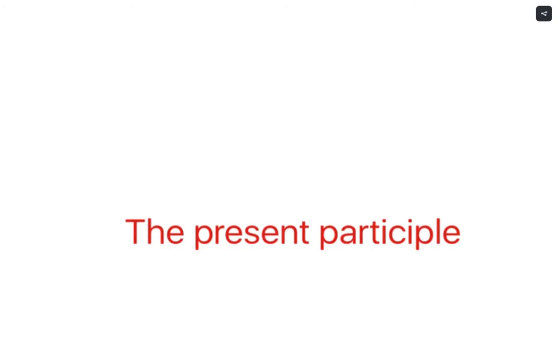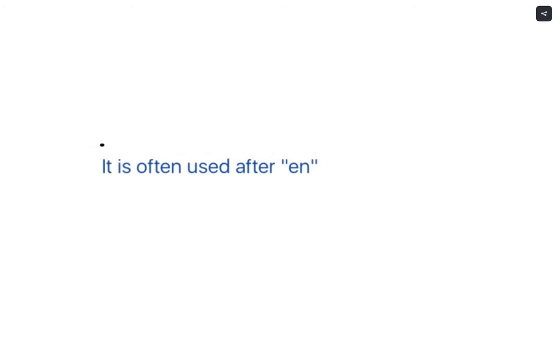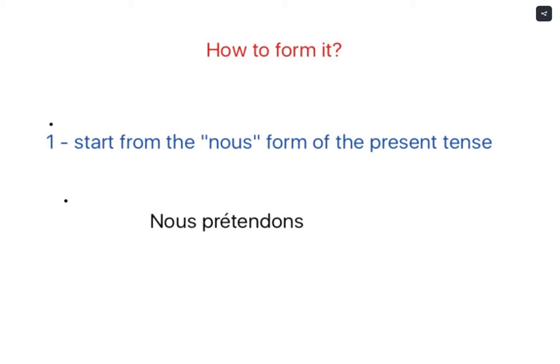Today we'll have a look at the present participle. You have come across it before, as it is the form of the verbs that end in -ant, and you pronounce the -ant "on". It is often used after "on".